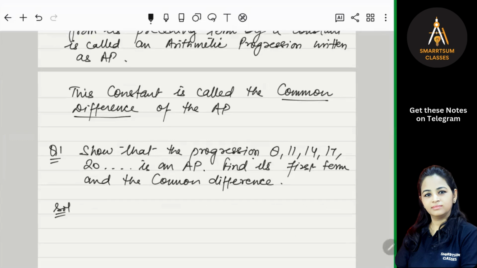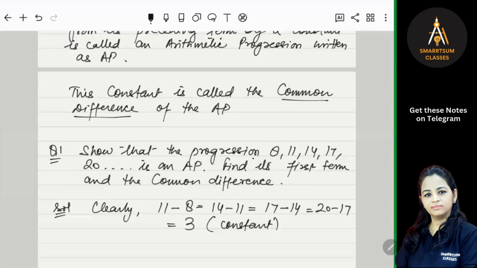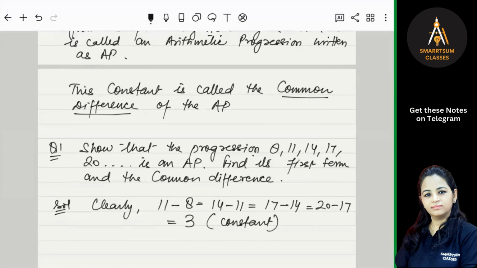So as you can see, the sequence is 8, 11, 14, 17, 20, right? Okay. So now if you find the difference between the consecutive terms, so write down clearly: 11 minus 8, 14 minus 11, 17 minus 14, 20 minus 17, right? They all are equal to 3. Yes or no? Getting that? Which is constant. Means the difference between the two consecutive terms is same, and that is constant. Okay. That means each term differs from its preceding term by 3. Getting it? So therefore, this given progression is an AP.